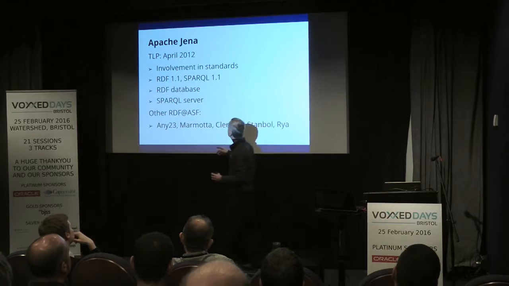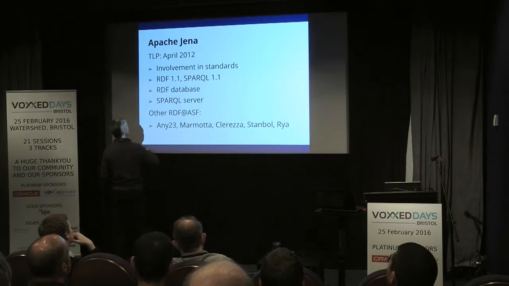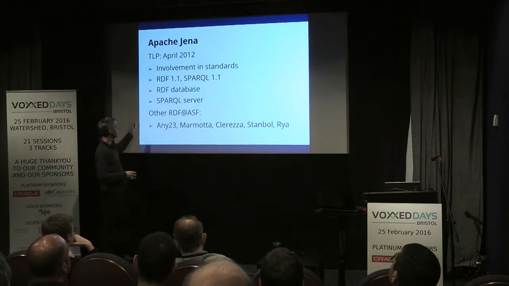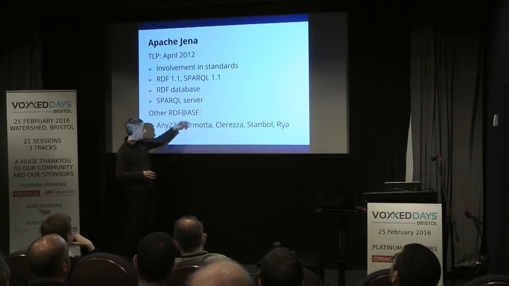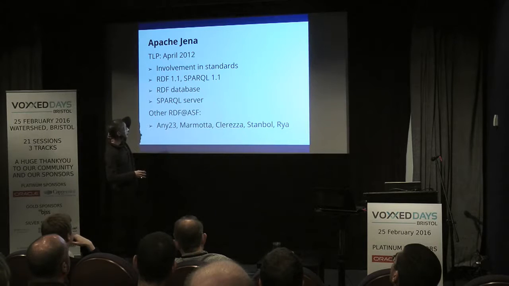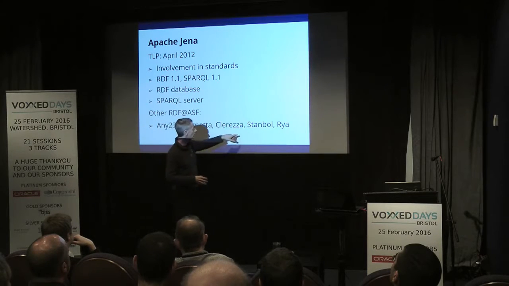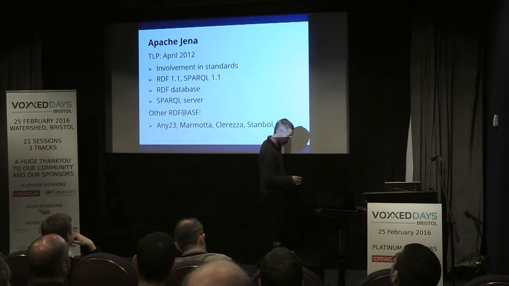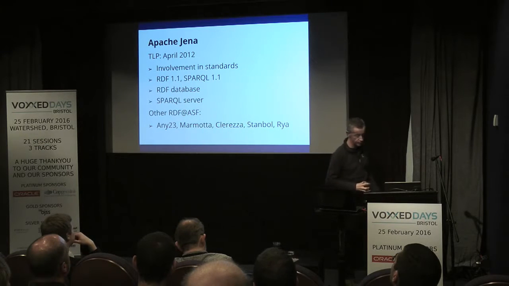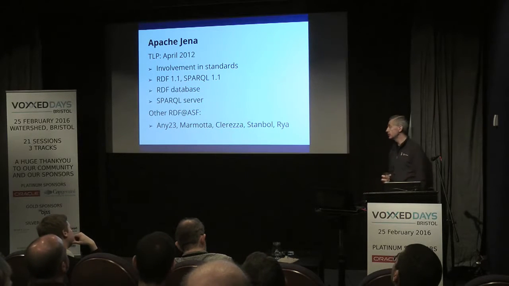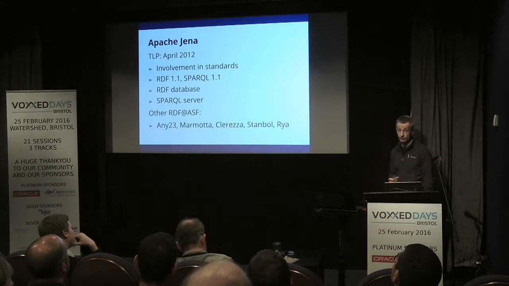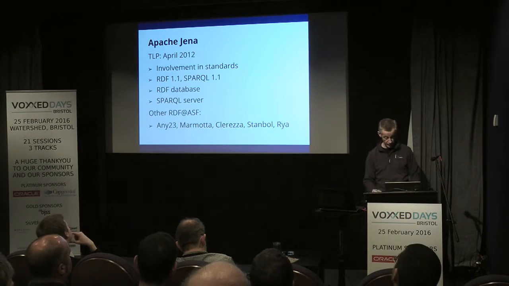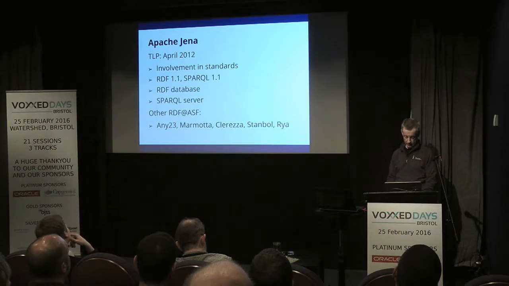And there are a number of RDF-related projects. Any23 is for converting any kind of data into triples. Marmotta is another RDF system, as is Clerezza. Rya here, well, that is actually a big data system. That is an RDF database built on top of Accumulo, with a very strong emphasis on security, which comes from running on top of Accumulo. So it may be used in certain institutions we're not allowed to talk about.